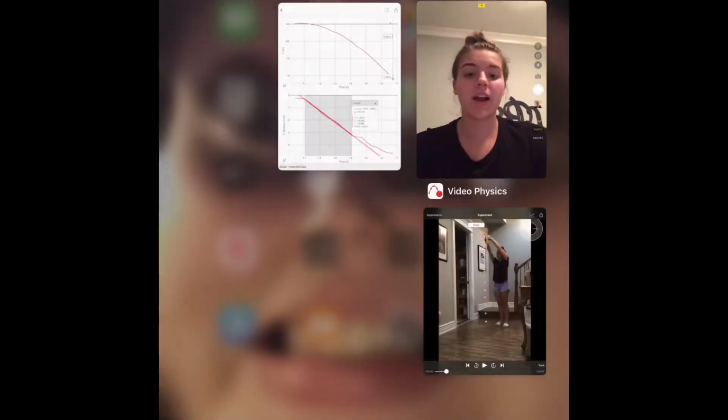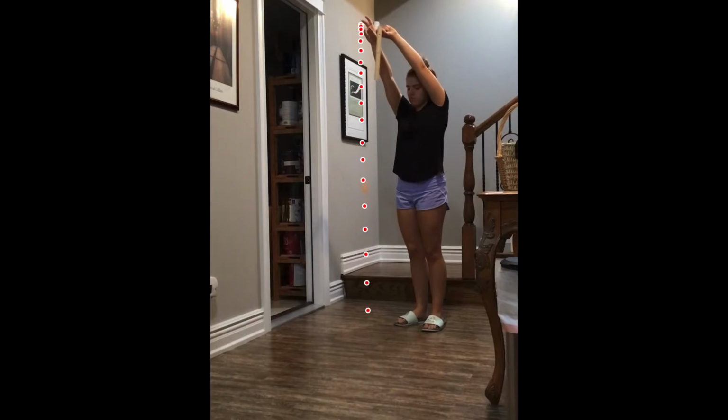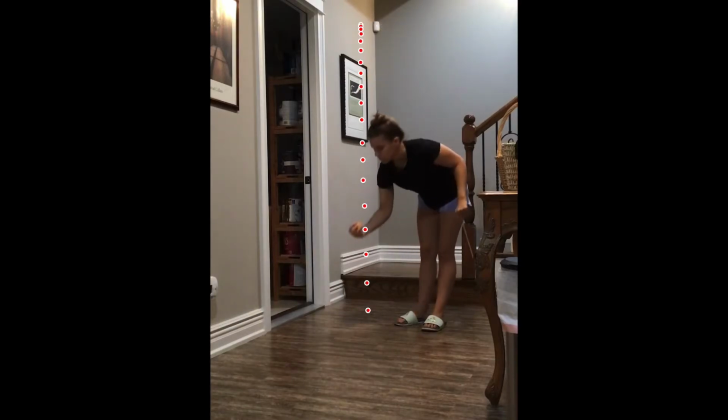So let's start off by going over to video physics, where I have my dot diagram set up, and we're going to first watch a video of me dropping the ping pong ball. As you can see, I didn't record the position of the ball after it hit the ground the first time, so I'll only be analyzing it for when I dropped it.